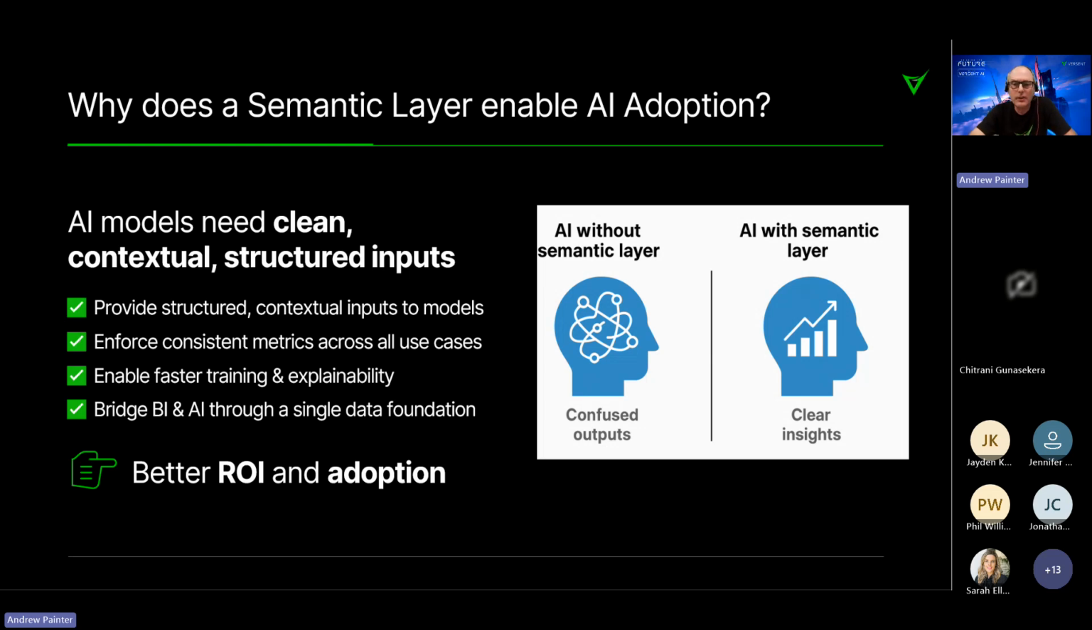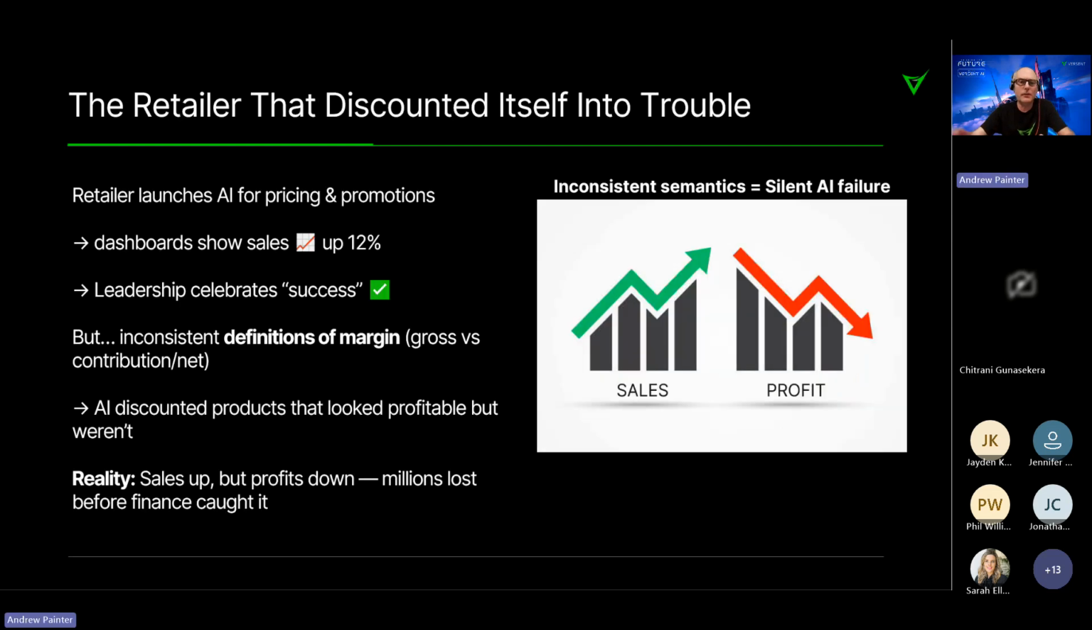What I wanted to do next, though, is show you some examples of what potentially happens when you don't have a semantic layer in place. So let's look at this first example. It's a large retailer. They've rolled out an AI model to optimize pricing and promotion, a fairly common thing for a retailer to want to be doing. The early dashboards looked absolutely fantastic. Sales volumes were up 12%, campaign performance through the roof. Leadership were calling it an absolute success.